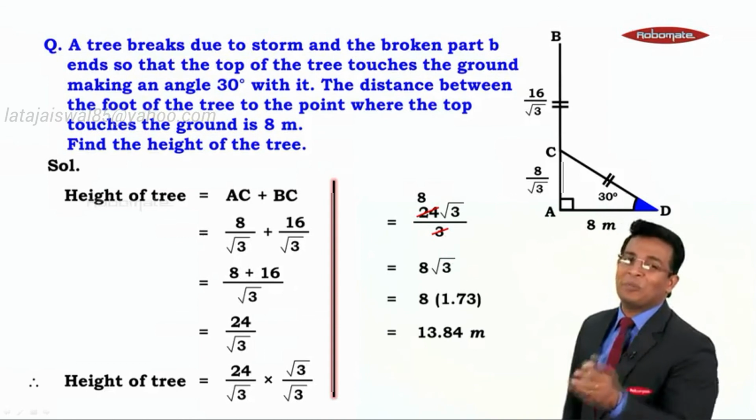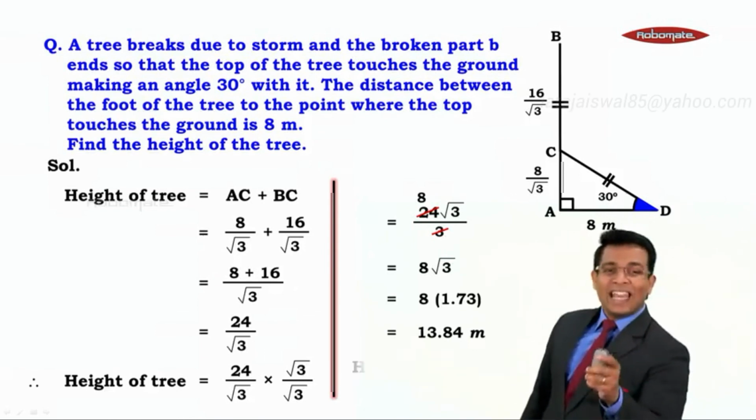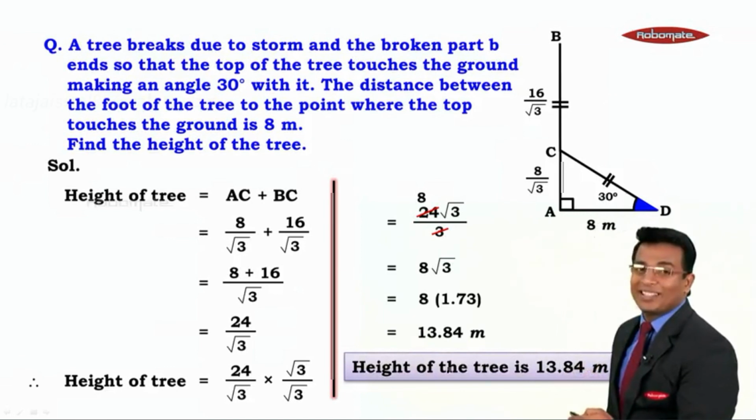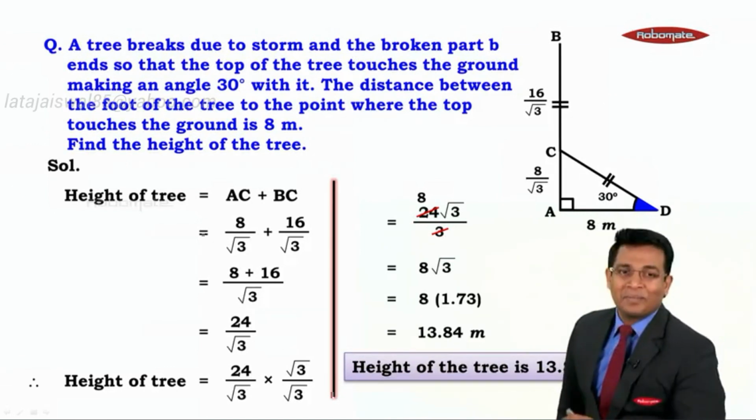You know what? The sum is almost over. So now we get the final answer there. Therefore the height of the tree is 13.84 meter. Wasn't that easy? A very important sum. Easy, right?